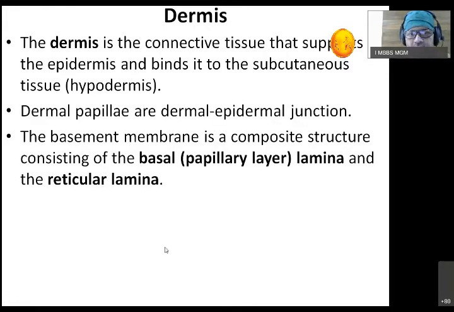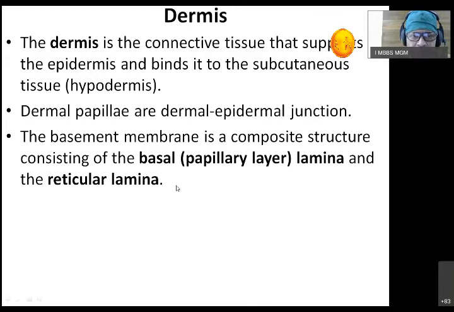Dermal papillae, we have said. Now these dermal papillae and dermis are practically divided into two layers. We'll be seeing in detail. Just remember the layer which is just beneath the epidermis is called the papillary layer, and a deeper layer is called the reticular layer. This is what we are going to see when we see the slide.